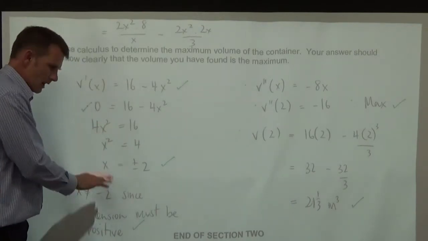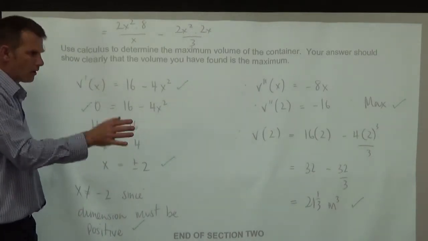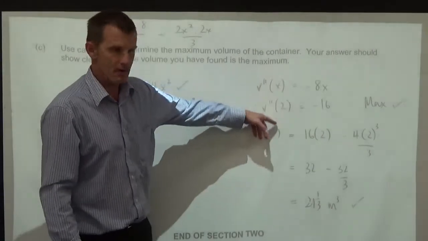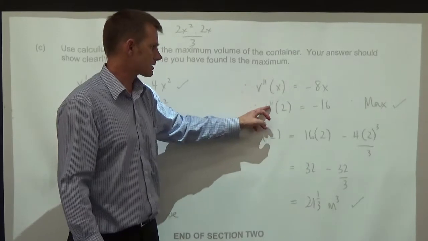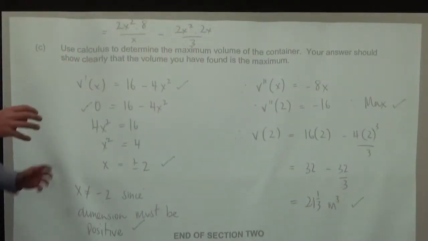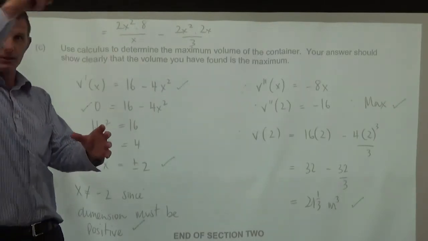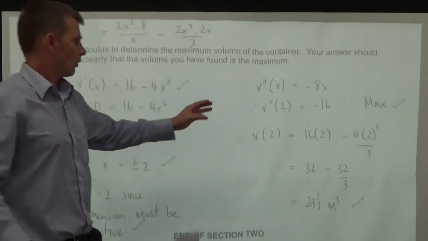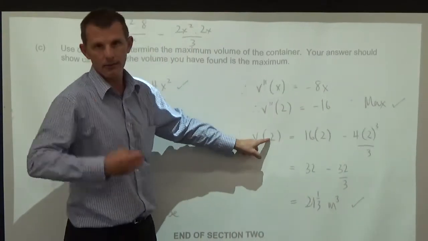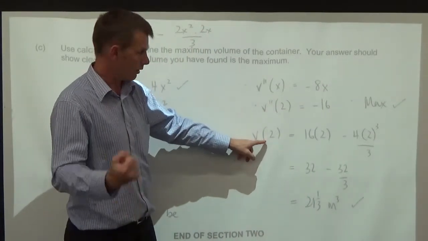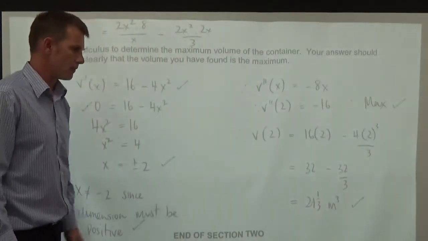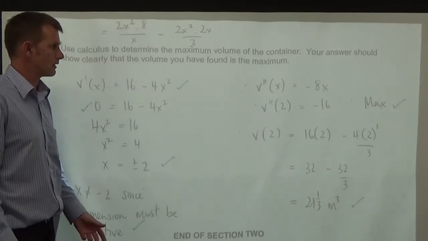So I'm going to discard the minus 2 one, throw that away, I'm going to use the 2. I want to check that it's a maximum. Second derivative became negative, therefore it's a maximum, right? Negative second derivative means it's one of these. Once I knew I was on the money here, I then take my 2, put it back into the original formula of volume. Bit of number crunching, 21 1/3 meters cubed. Don't forget your units on the end.